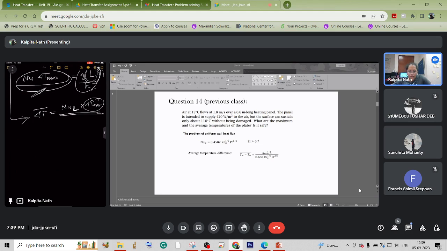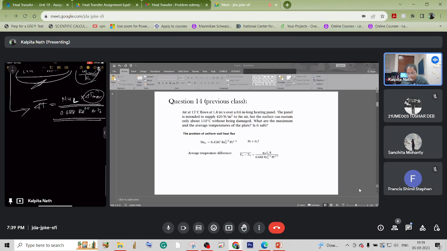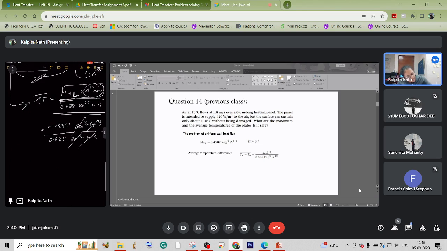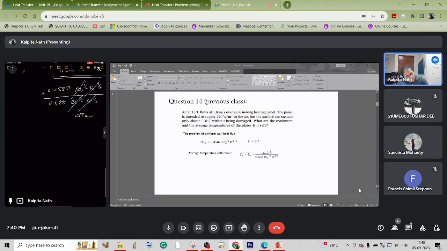Now it is already given in the equation: 0.688, Reynolds number to the power 0.5, Prandtl number to the power 1 by 3. This we have already been given in the question as 0.4587 Reynolds number 1 by 2, Prandtl number 1 by 3. So 0.688 Reynolds number 1 by 2, Prandtl number 1 by 3 will cancel out. And delta T max is there. So this will simply be 0.4587 over 0.688 times delta T max.